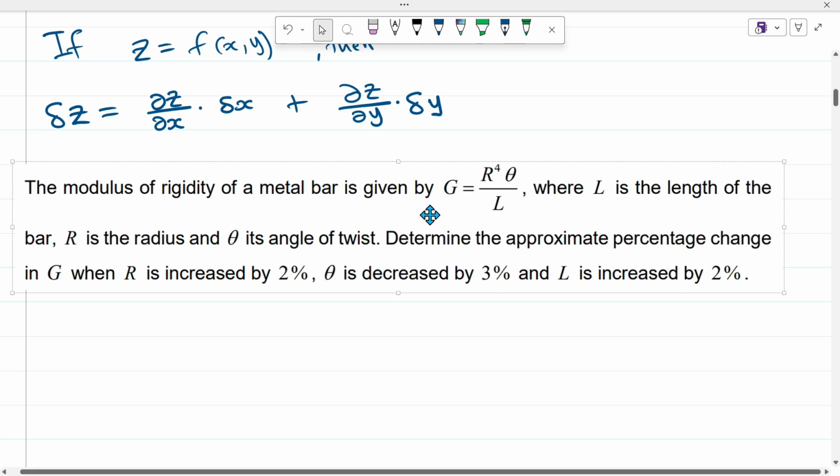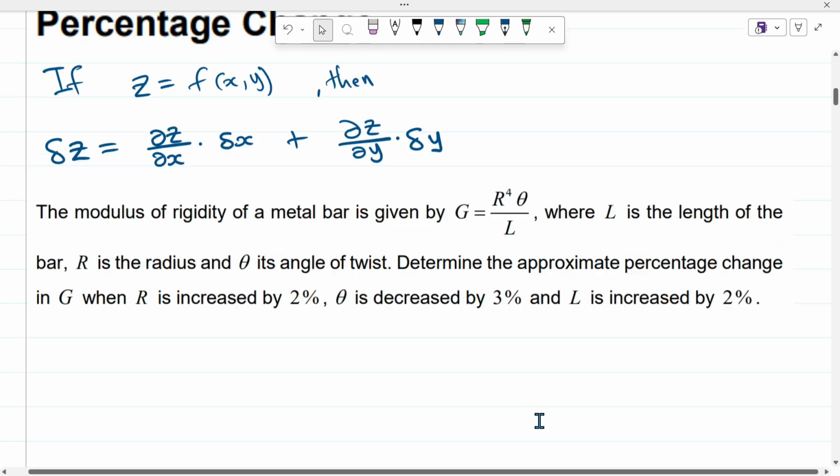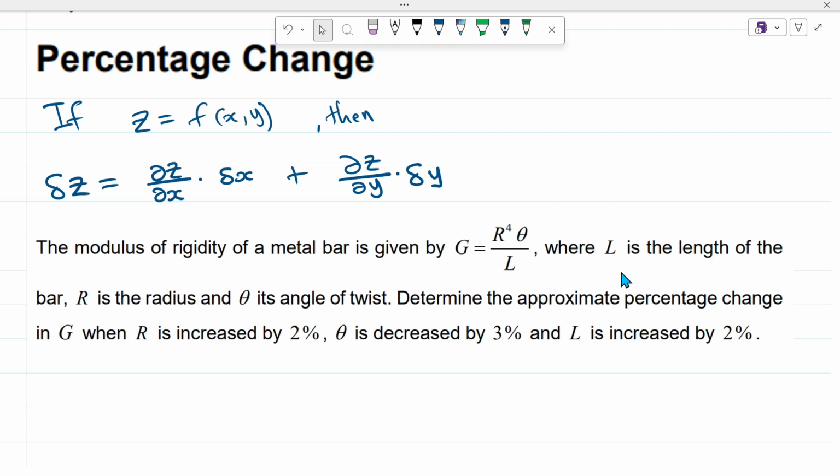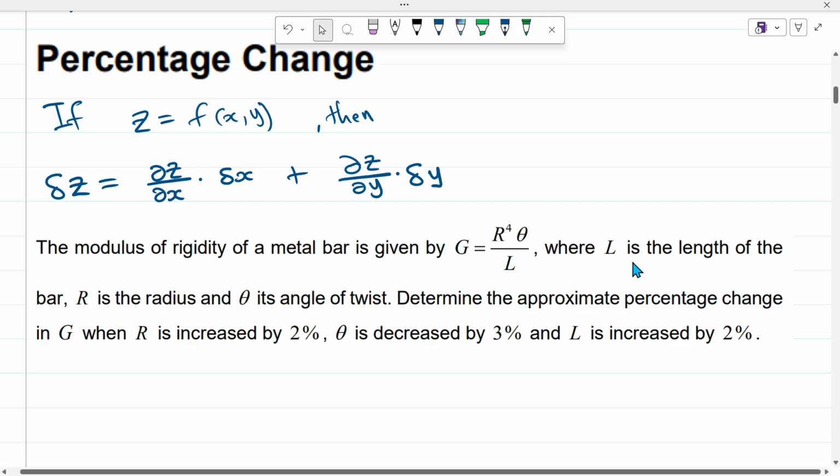Okay, we have an example here. This is the example that we're going to discuss with regards to percentage change. We're being told that the modulus of rigidity of a metal bar is given by G equals R to the power 4 multiplied by theta divided by L, where L is the length of the bar, R is the radius, and theta is the angle of twist, and then we should determine the approximate change.